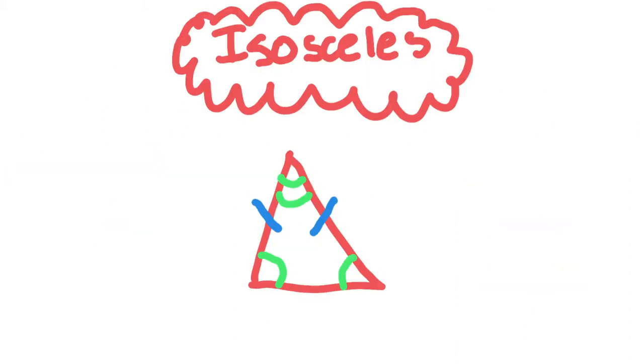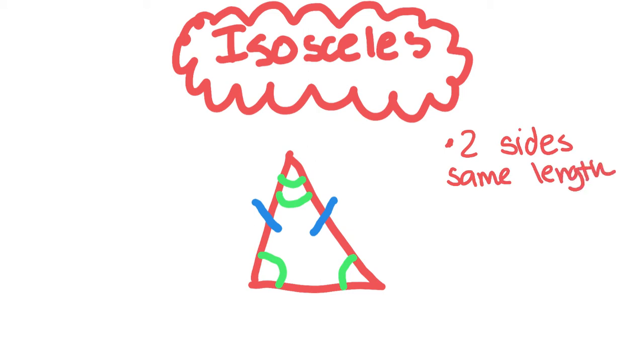Okay, let's start off with the isosceles triangle. The rules of an isosceles triangle are that two sides need to be of the same length. So two sides, same length. And two angles have to have the same degree.